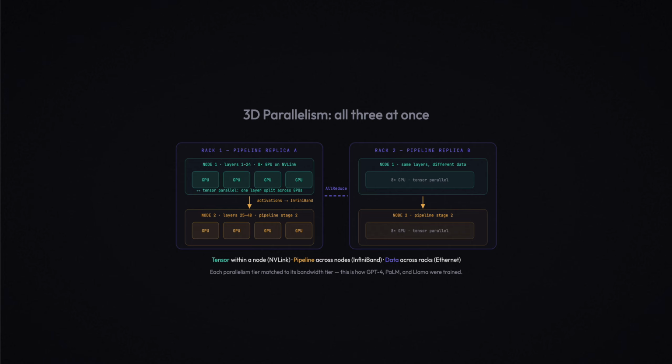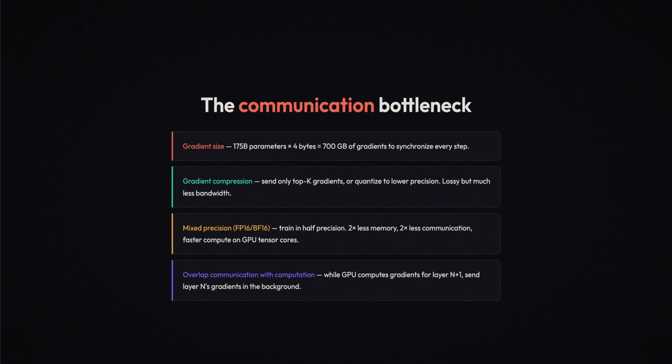The fundamental bottleneck in distributed training is communication. Consider the numbers: 175 billion parameters times 4 bytes each equals 700 gigabytes of gradient data that must be synchronized every single training step. Several techniques reduce this cost. Gradient compression: send only the largest gradients or quantize them to fewer bits. Lossy but dramatically less bandwidth.